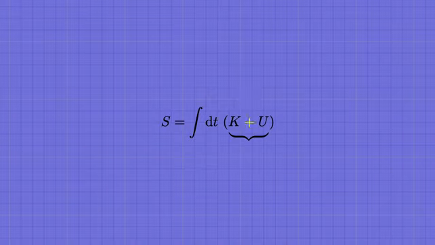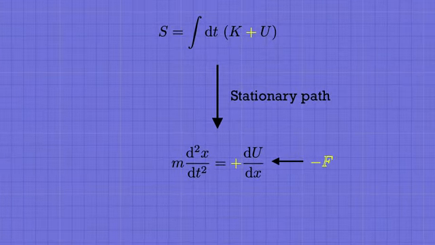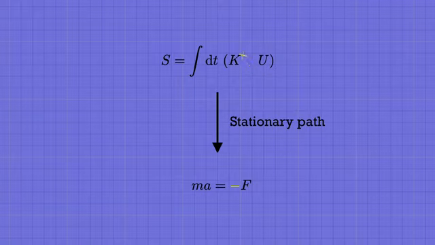Oh, and like I promised to explain before, when we defined the action, if we had flipped the sign and used K plus U instead of K minus U, like we might have at first guessed, the equation for the stationary path would have come out the same except with the sign of U flipped. But that would have said that ma equals minus F instead of F equals ma. So we indeed need to take the difference, K minus U, in order to get the correct predictions for classical physics.